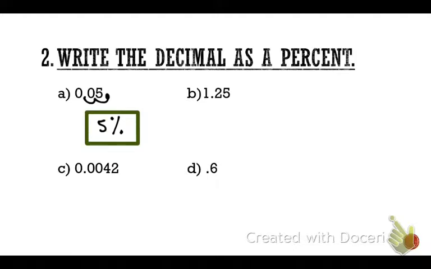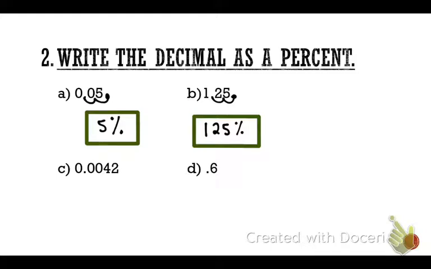Let's go to the next one. Nasir, 1.25. What should I do with my decimal point? Move it 2 places to the right. Very good. And what's the answer? 125%. Good job. We don't want to forget to add that percent sign. So this means 1.25 is the same thing as 125%. Let's go on to the next one.